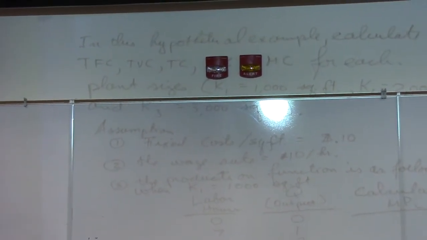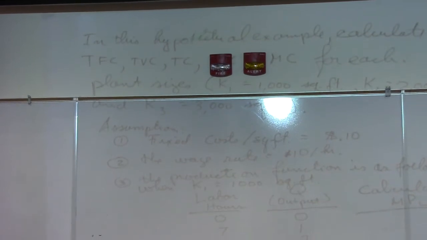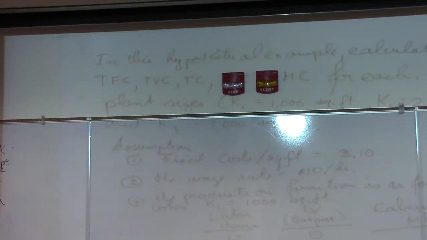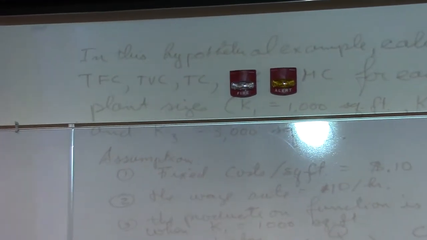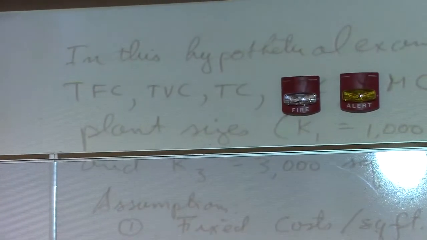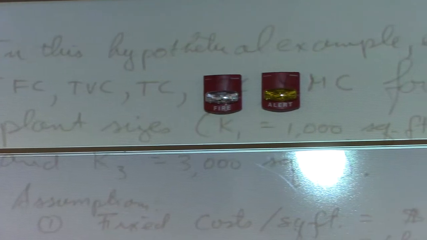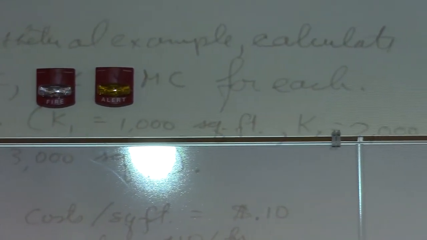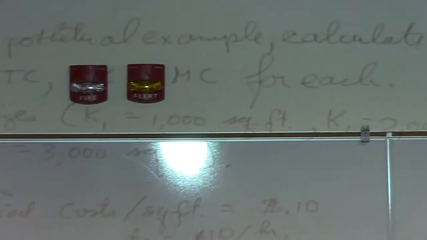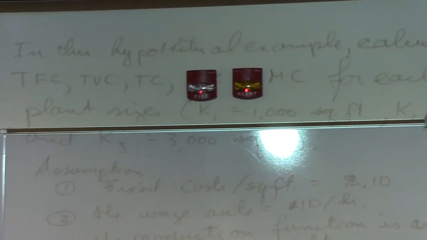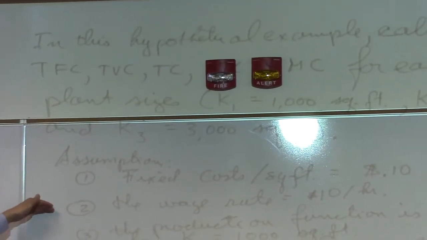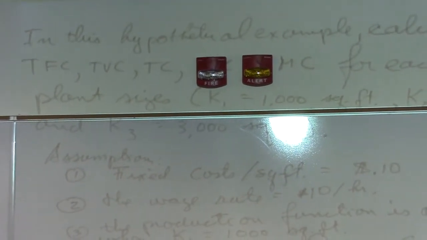And you remember that problem, I had 3 or 4 sheets where I had a hypothetical example of a firm. We were trying to derive the cost curve, the total cost, based on 3 plant sizes, 1,000 square feet, 2,000 square feet, and 3,000 square feet. The assumption were the fixed cost, the capital, the plant, the office, was costing 10 cents per square foot. The wage rate, this is not where the labor market comes in, is $10 per hour.